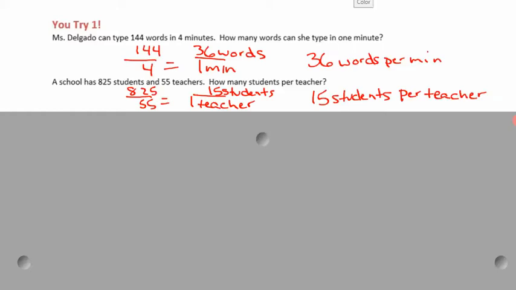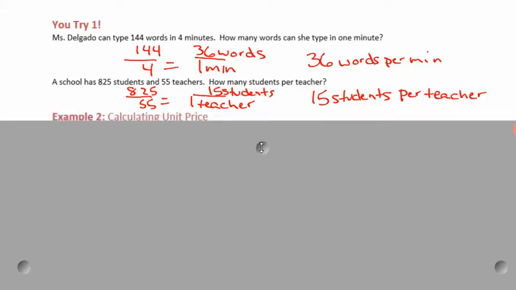All right, check out those answers. So again, when you have 36 words over a minute, another way you can write it is just 36 words per minute, okay? 15 students for one teacher, so that means 15 students per teacher. So for every teacher, there's 15 kids. So if I had 2 teachers, I would have 30 kids. If I had 3 teachers, there would be 45. So that's just a consistent ratio there, or a ratio table if you wanted to.